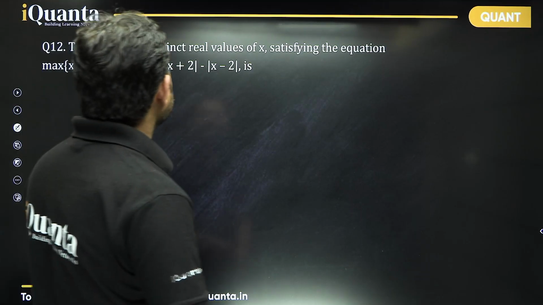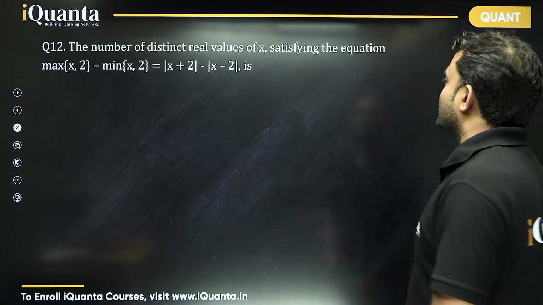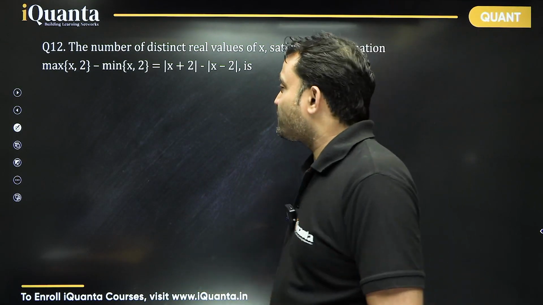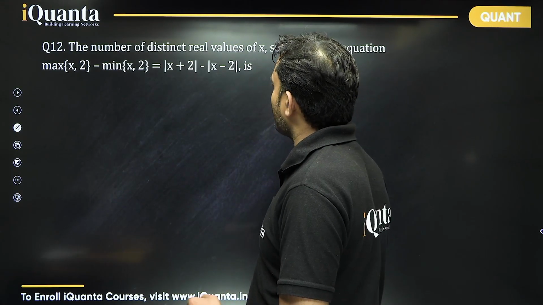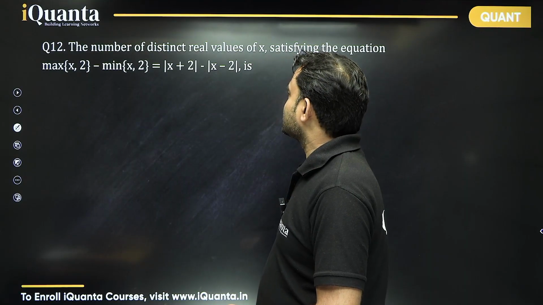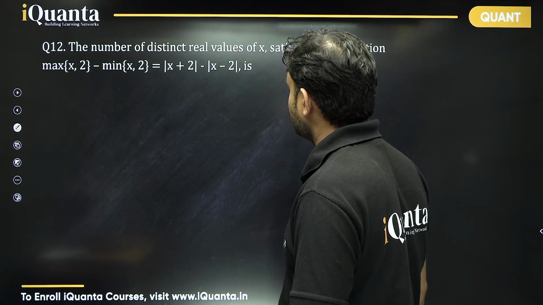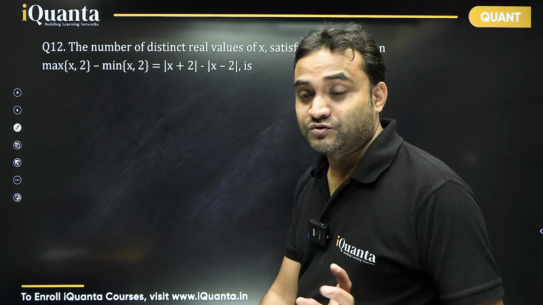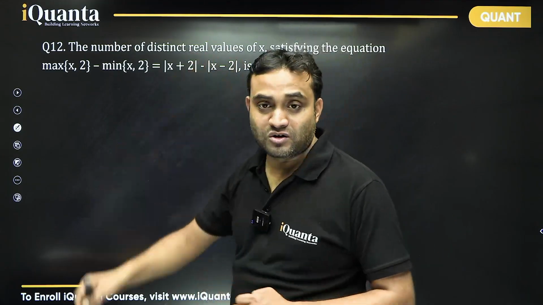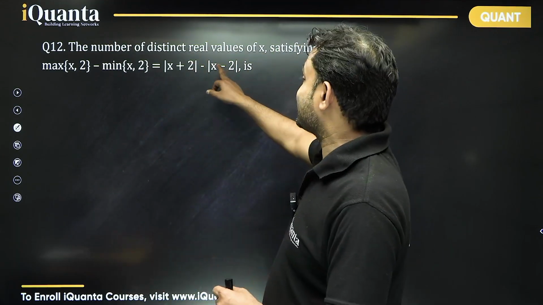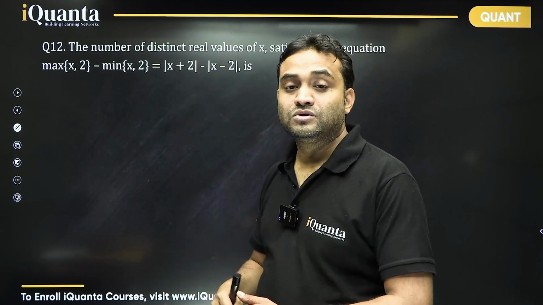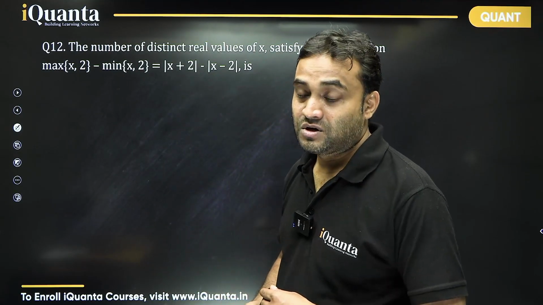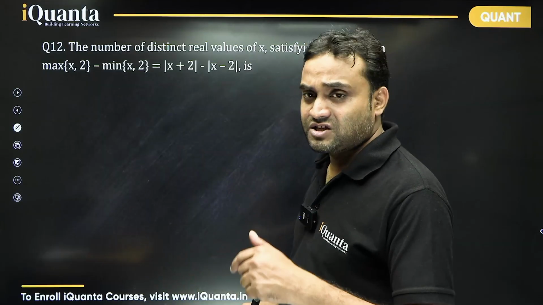The number of distinct real values of x satisfying the equation max(x, 2) minus min(x, 2) is equal to |x + 2| minus |x − 2| is. So in these kind of situations, if I want to break this modulus, I need to know if x is greater than 2, or x is between −2 and 2, or x is less than −2. So at first I tried x equal to 2.